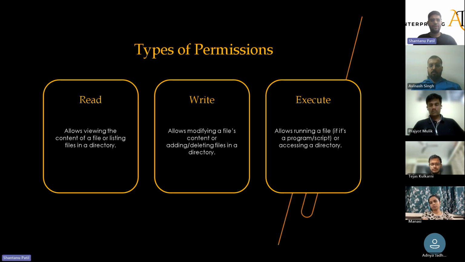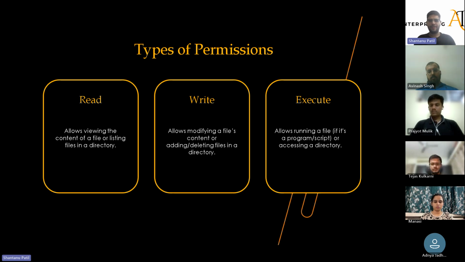Then the second permission is write. For any file, write allows us to modify, change, remove, delete, or add content in the file. And for a directory, it allows the user to add any file or directory or delete any file or directory. So the read, write, and execute permissions differ in meaning depending on whether it is a file or a directory.